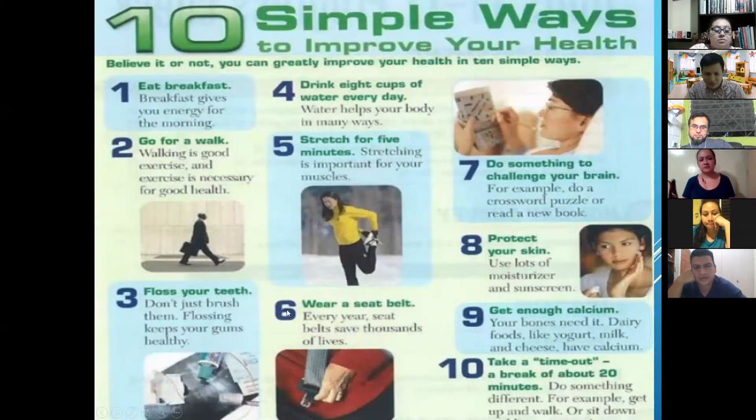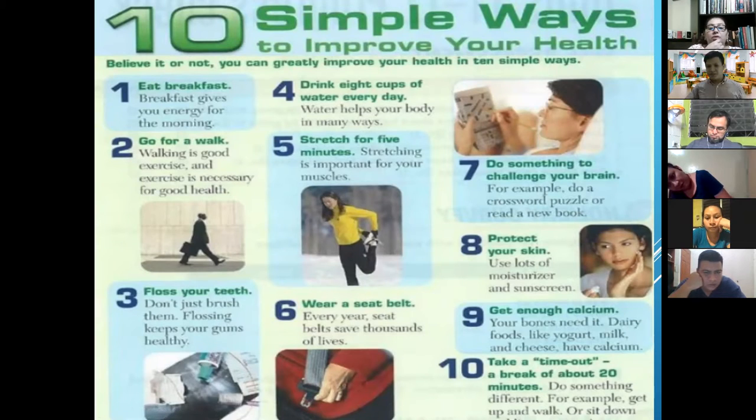Number 6? Me? Yeah. Wear a seatbelt every year, seatbelt, saves thousands of lives. Okay, what we have to do when we drive a car? We have to wear a seatbelt. Okay, yeah, very good. Alanya. Yeah, nice. Miles de vidas al año.